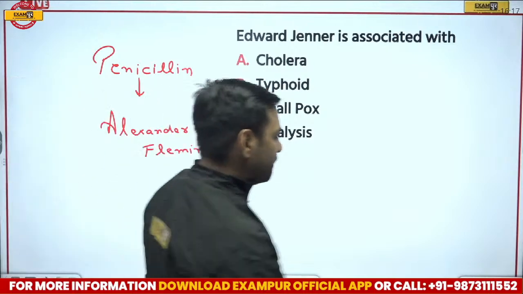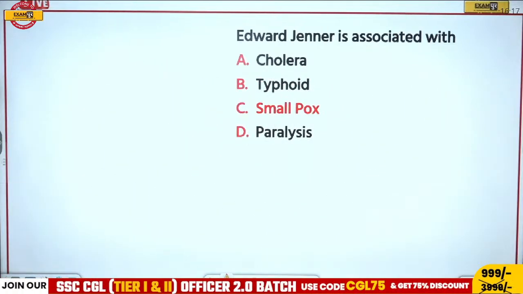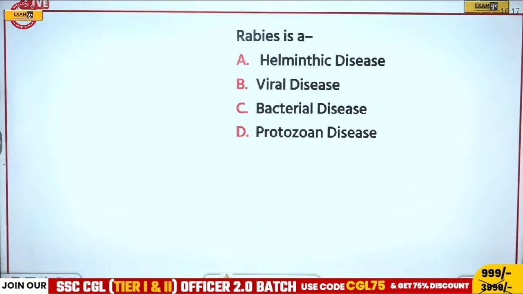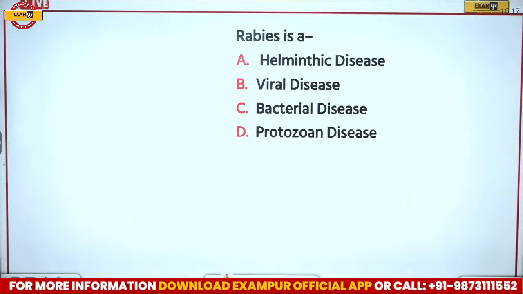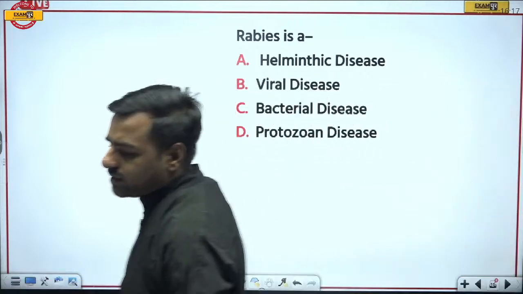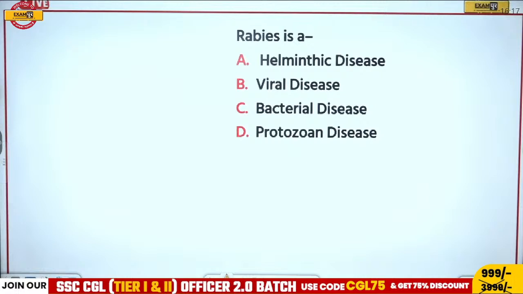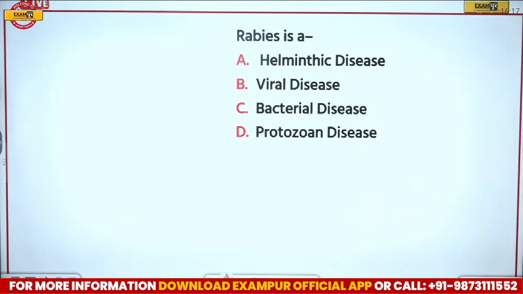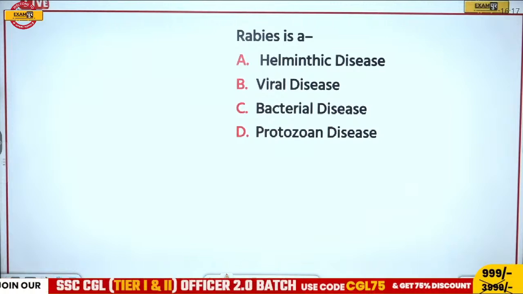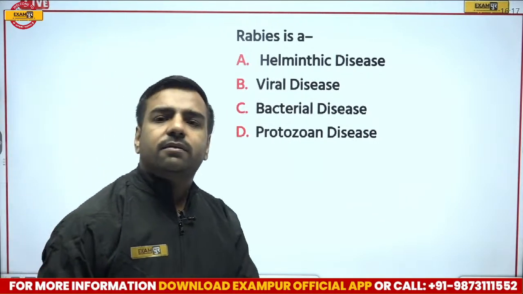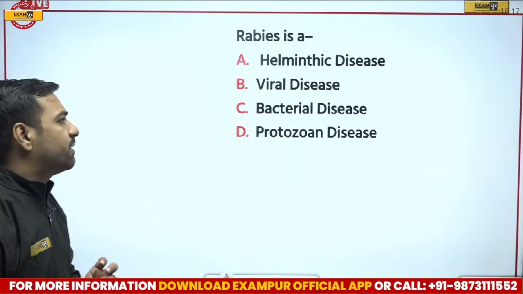So we have the next question here. Next question is, rabies is a dash. Is rabies a helminthic disease? Is it a viral disease? Is it a bacterial disease? Or is it a protozoan disease? What is the correct answer? First answer, please. Let's see who can give the first answer. Yeah, totally correct. What about this question? Rabies is what?